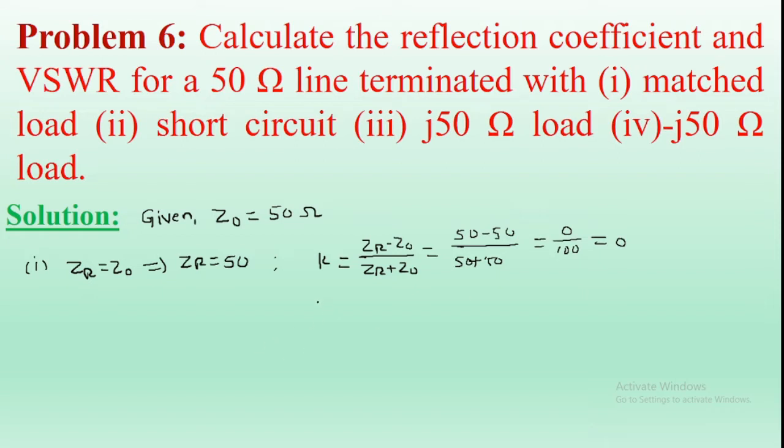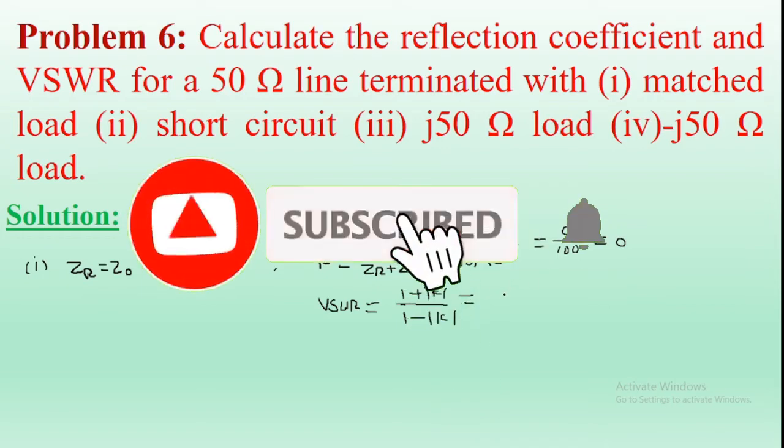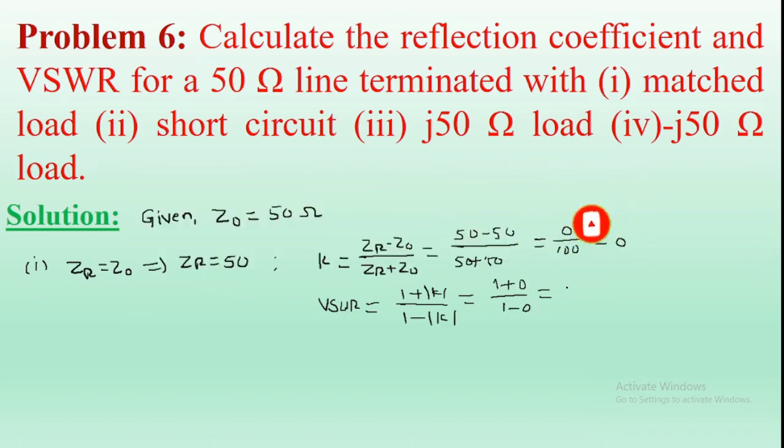Next, calculate the voltage standing wave ratio. VSWR is equal to 1 plus magnitude of K divided by 1 minus magnitude of K. So the K value is 0. 1 plus 0 by 1 minus 0 is equal to 1. Next, second bit solution. What is the second bit? The end of the transmission line is terminated with a short circuit. So the line is terminated in a short circuit, that is load impedance ZR is equal to 0.